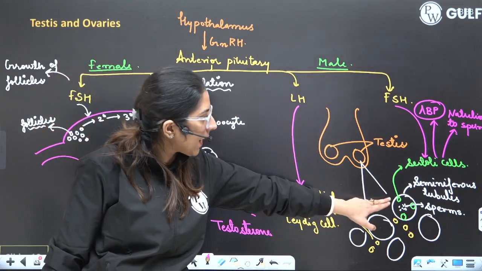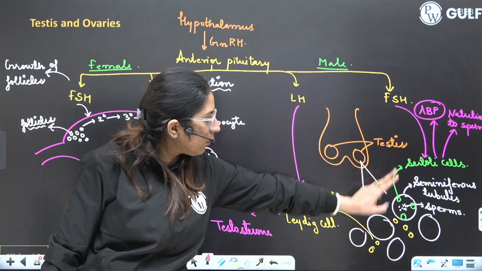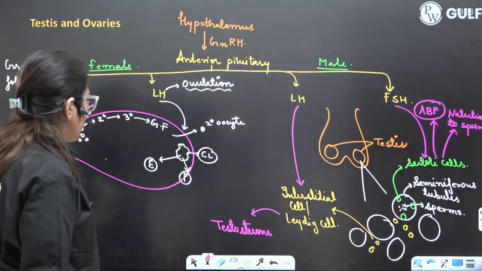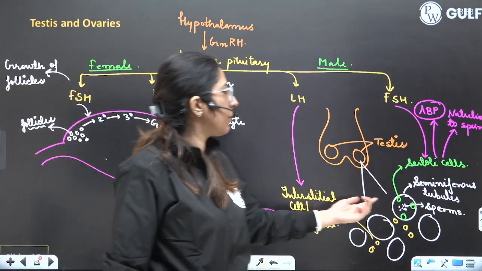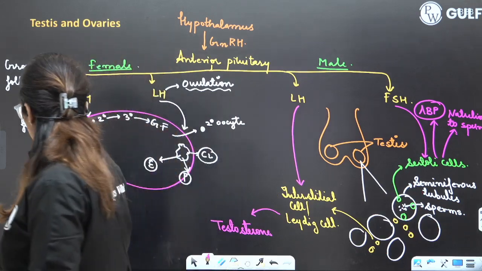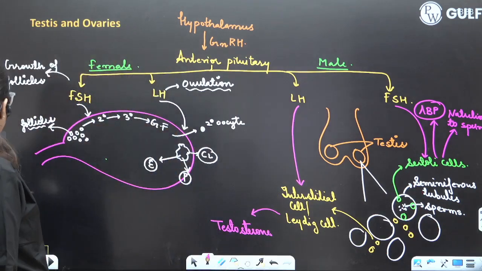This is inside the tubules, Sertoli cells; outside, interstitial cells or the Leydig cells are present. And where will you find sperms? Sperms are present in this tube. Mature sperms are present in the center. Done? So this is done. Let's move back.